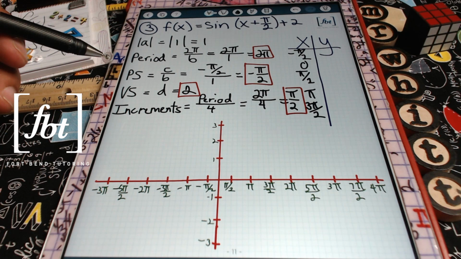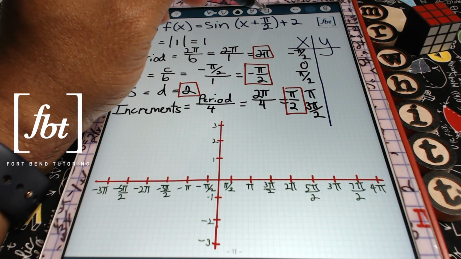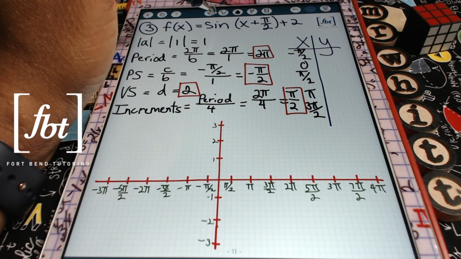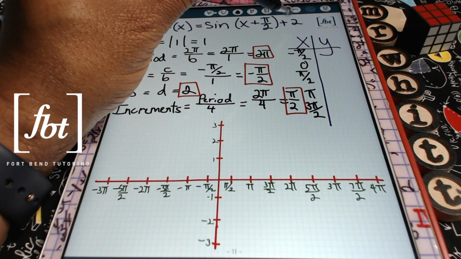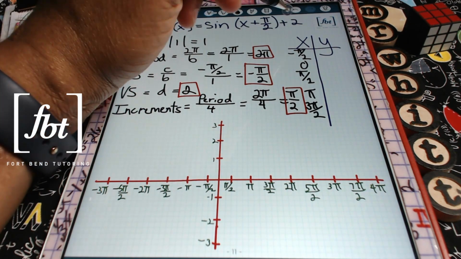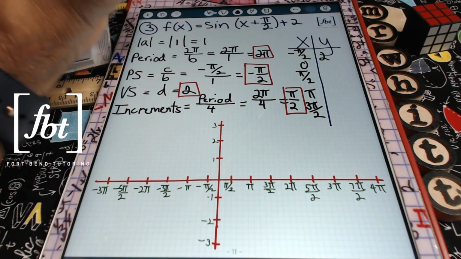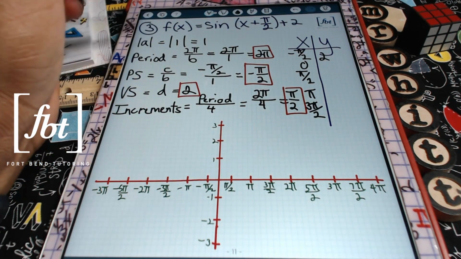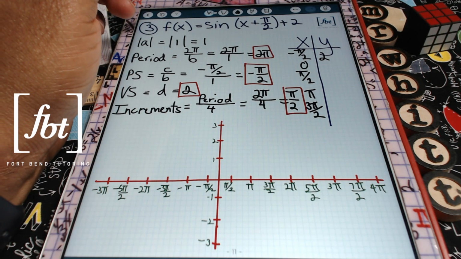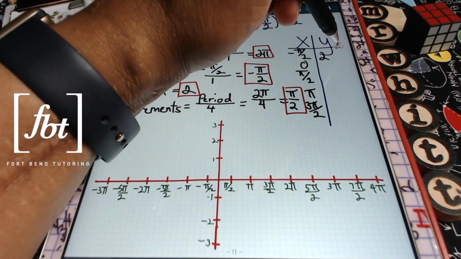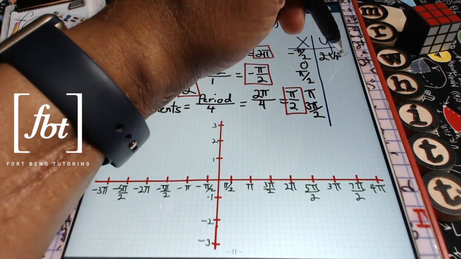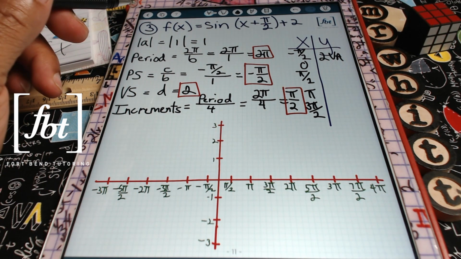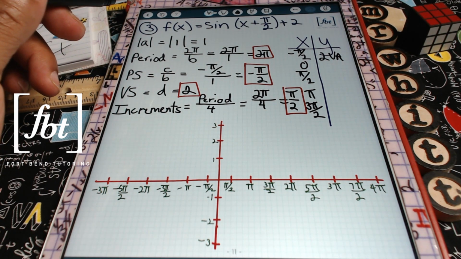So starting out with negative pi over 2, negative pi over 2 plus pi over 2 is 0, sine at 0 is 0, and so therefore your value is going to be 2. So my y value is 2, but I'm going to keep in mind that normally without any transformations, this would be where my asymptote would occur. So I'm going to make note with a VA that I have a vertical asymptote at this point of negative pi over 2, 2.